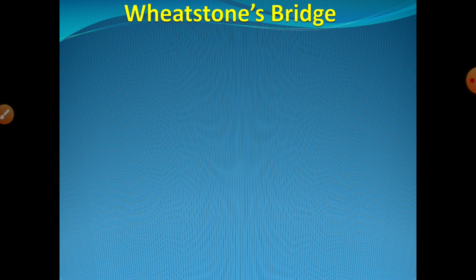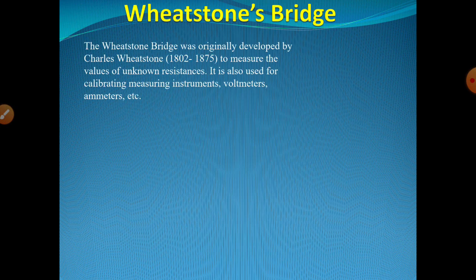Now the next point of current electricity is Wheatstone's bridge. It is also known as the Wheatstone's network, which was originally developed by Charles Wheatstone to measure the values of unknown resistances. It is also used for calibrating measuring instruments, voltmeters as well as ammeters.